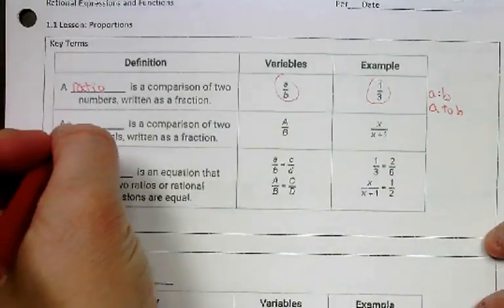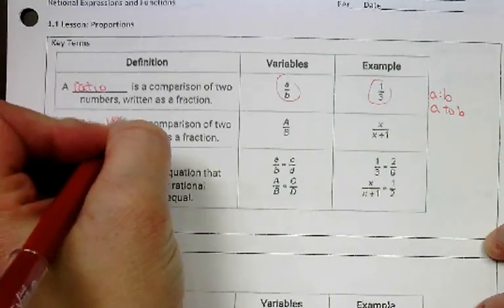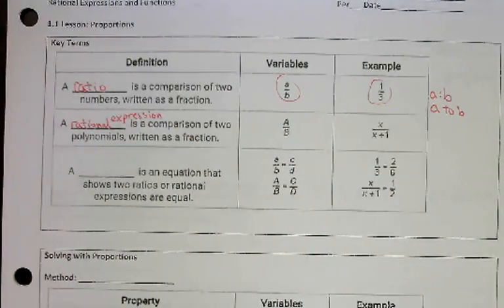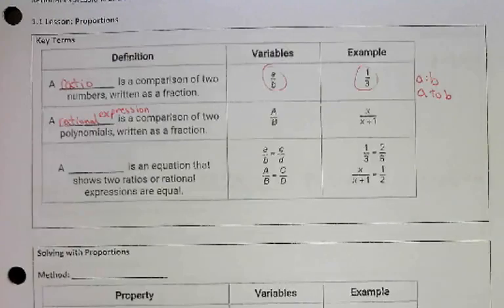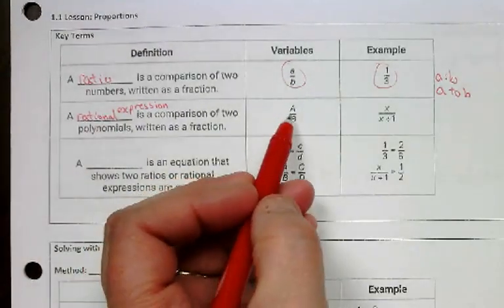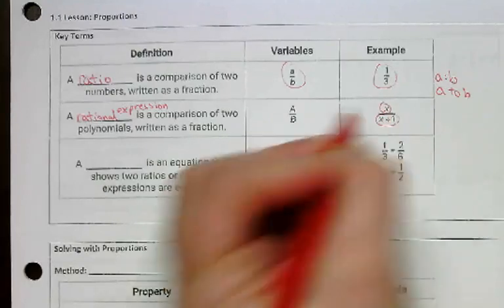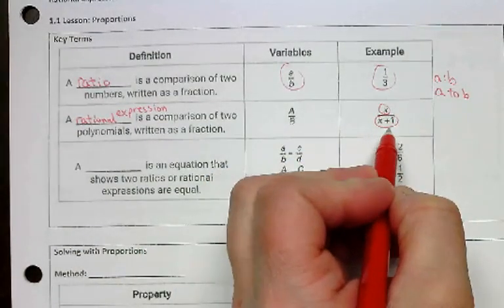So we also have a rational expression. I didn't make this line very big, but that's okay. A rational expression is a comparison of two polynomials that is written as a fraction. In other words, we still have a ratio, but in this case, there are polynomials in the ratio. So remember, this is a monomial and this is a binomial.